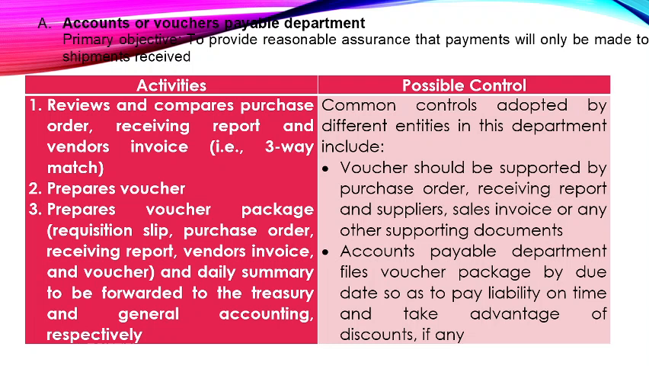The accounts or voucher payable department's primary objective is to provide reasonable assurance that payments will be made for shipment receipts. So the activities are to review and compare the purchase order, receiving report, and vendor's invoice. A three-way match. So you have to vouch or compare. Prepare the vouchers package. We have the requisition slip, purchase order, receiving report, vendor's invoice and vouchers, and daily summary to be forwarded to the treasury and general accounting respectively.